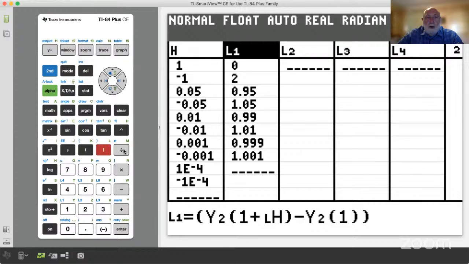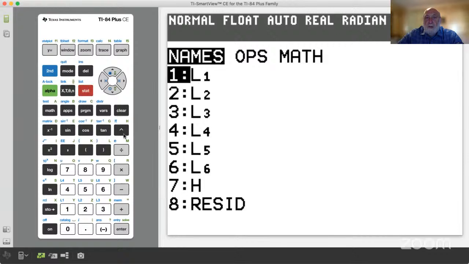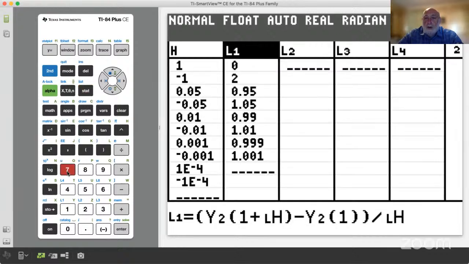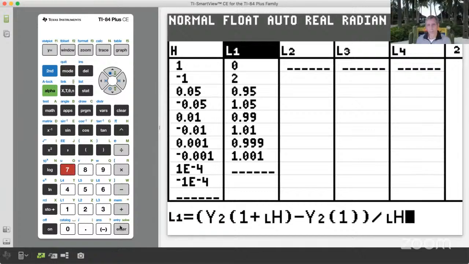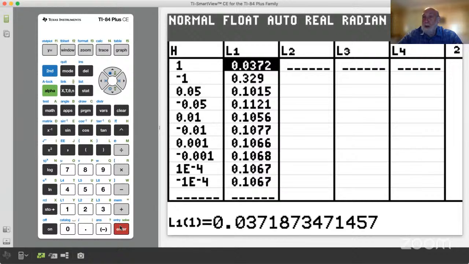And then we're going to take that difference and divide it by our list of H values. So again, I'll pull the list H from the list menu here. There we go. And hit enter. Boom. And there we go. So there's those values produced very quickly.